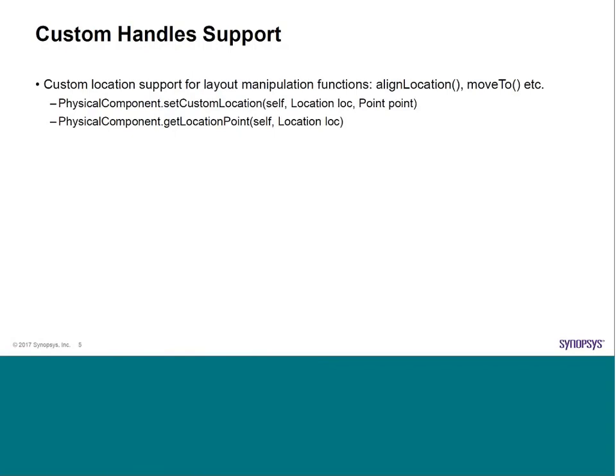Custom handle support. As I mentioned, in PyCell we have 9 standard locations for any rectangle. Now with this function, you can also define a custom location on any object, and based on that custom location, you can do align and move operations. So you are not limited to those 9 locations like center, left center, right center, things like that. You can have your own custom handles assigned to any polygon or shape, and based on that, the alignment can be done.